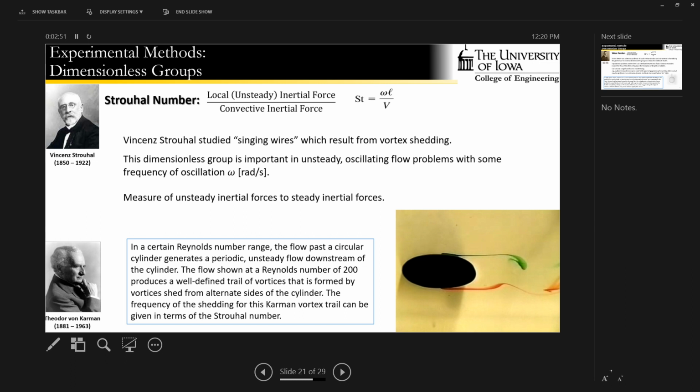And it looks like we're out of time. I think that's the last of the dimensionless groups. We'll pick up with more examples on Wednesday.